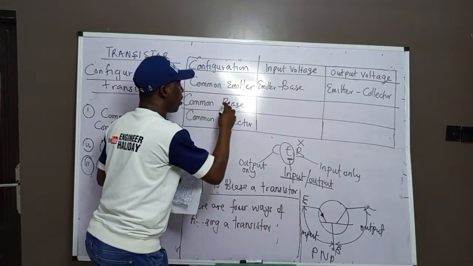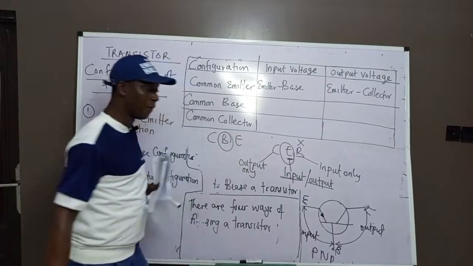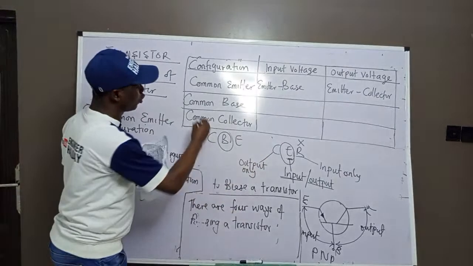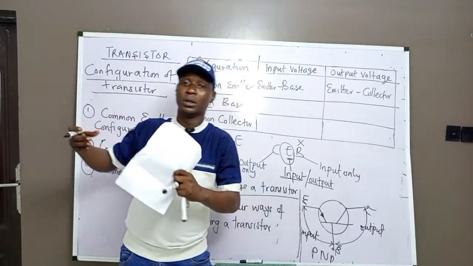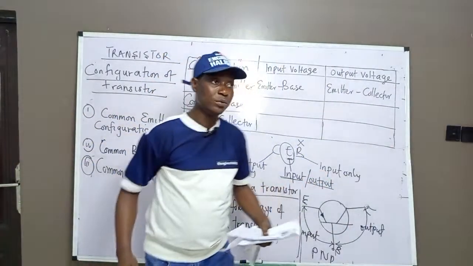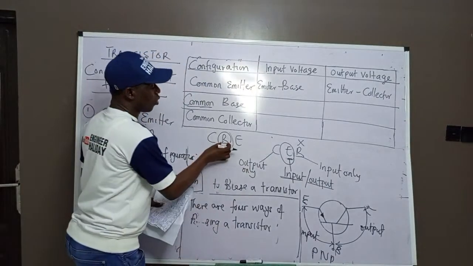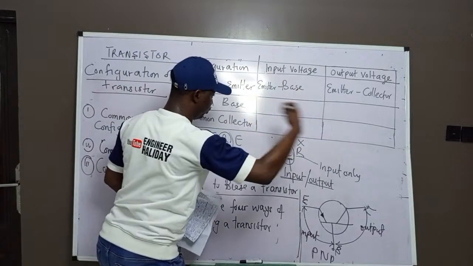Now, what about common base? CB. Let me fix the base now. I want to fix the base because it is common base. When we say something is common in mathematics, it means it is both here in this set and also here in that set. So common means the base is both in the input and in the output.